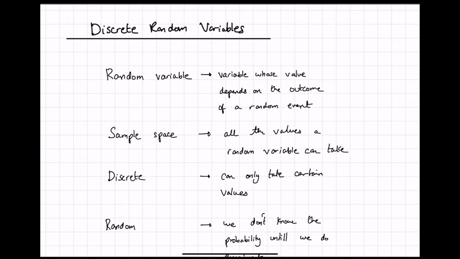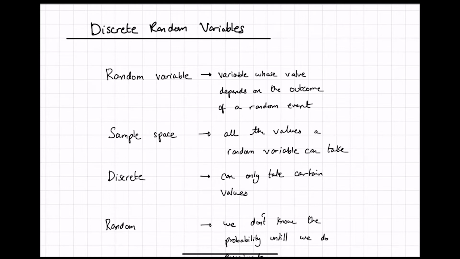The sample space is the same thing as what we said before in probability. It's just all of the values that a random variable can take. Before, we said the sample space is all possible outcomes, so that's pretty much the same thing here. It's all the different possible outcomes. In the case of a dice again, that would be 1, 2, 3, 4, 5, or 6. That's the sample space for my dice.